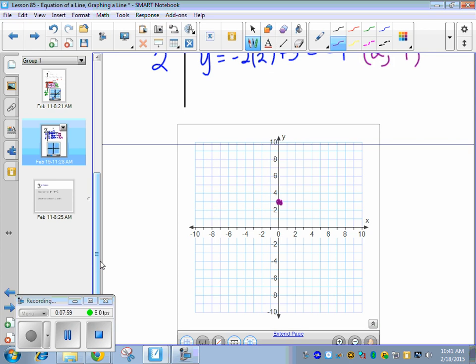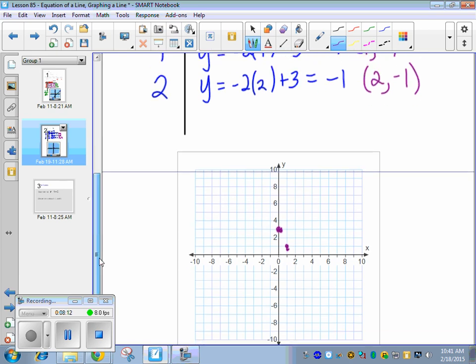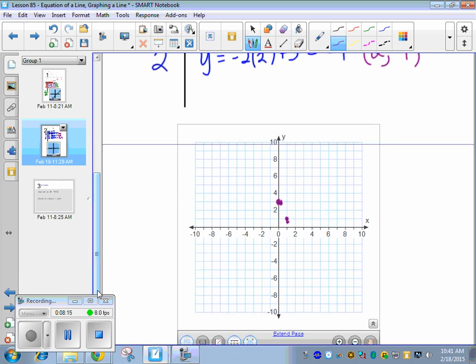All right, and then we have 1, 1. Who can show me where 1, 1 is? Thomas. Nice. Good. All right, and then we have the last coordinate point, which was 2, negative 1. Who can show me where 2, negative 1 is? Isaac. Okay. Good. 2, negative 1. Okay, then you need a straight edge, and you're going to draw yourself a really nice line.